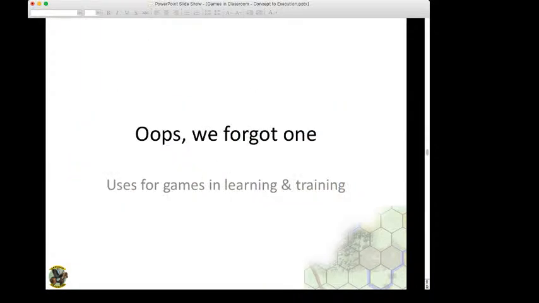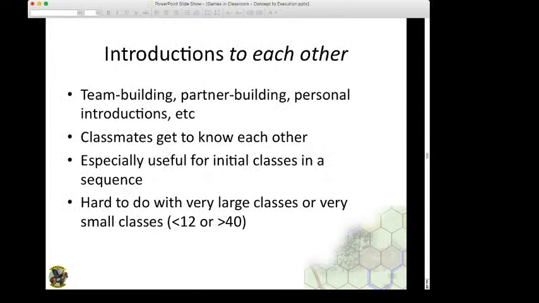Hey, we forgot one. What about introductions to each other? What if we just use these games as kind of a team building exercise? Let the classmates get to know each other. This is especially useful for classes in which there may be a sequence of classes where people are going to stay together for a while. So something like nursing school or engineering school, where you've got the same cohort of 20 odd people that you're going to be in school with most of those folks for the next 2 years or so.